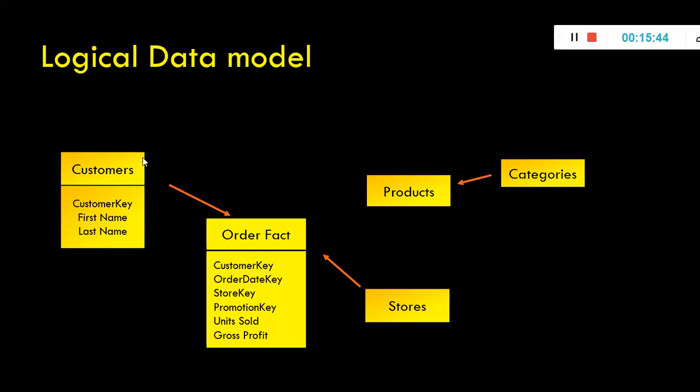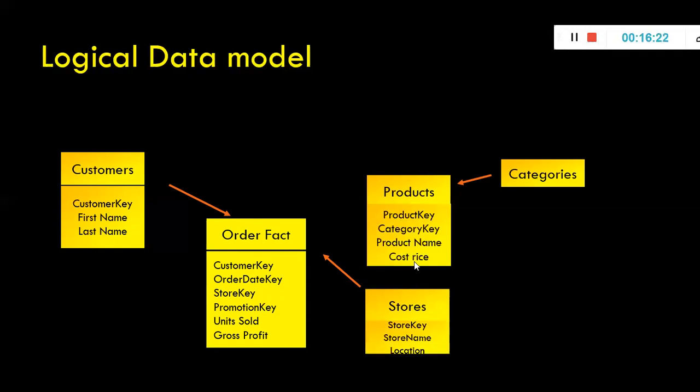So if you say customers, the key column should be there, and first name, last name should be there. And in the order fact, the customer key should be there, because it's a transactional file, and the order date key, which date the customer ordered, and which store the customer ordered from. We are selling products across 2,500 locations. In which location, which customer, on which date they ordered, under which promotion key, and how many units they bought, what gross profit we made.